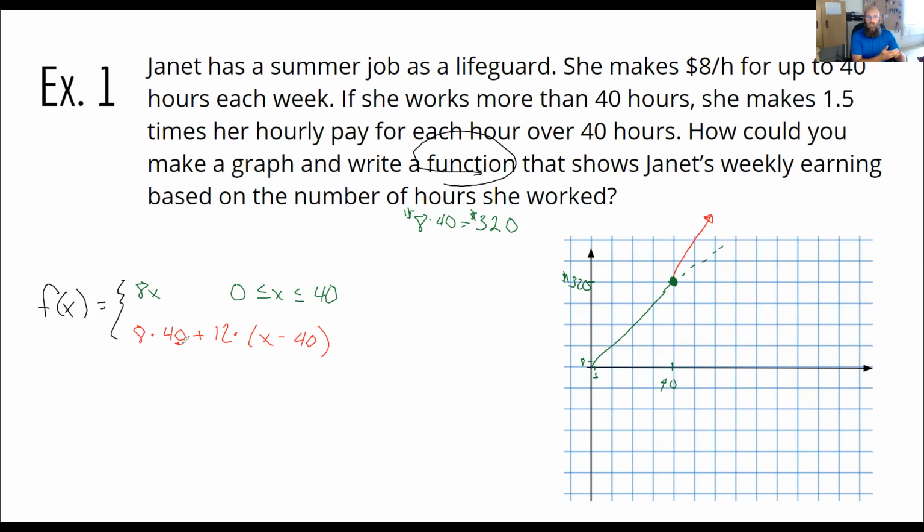Because she doesn't get $12 on top of that first $8 an hour for 40 hours. No, it'd be ridiculous. That's $20 an hour. It's just a lifeguard. I'm sorry, but I mean, most kids swim. Anyway, let's simplify this a little bit though, because that's muddy.